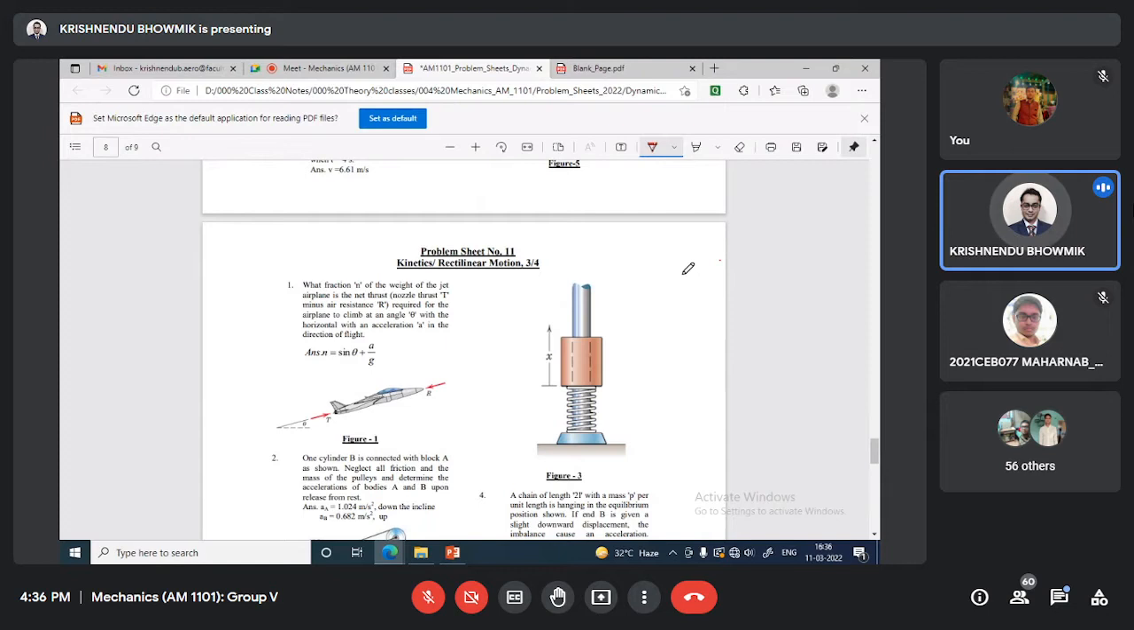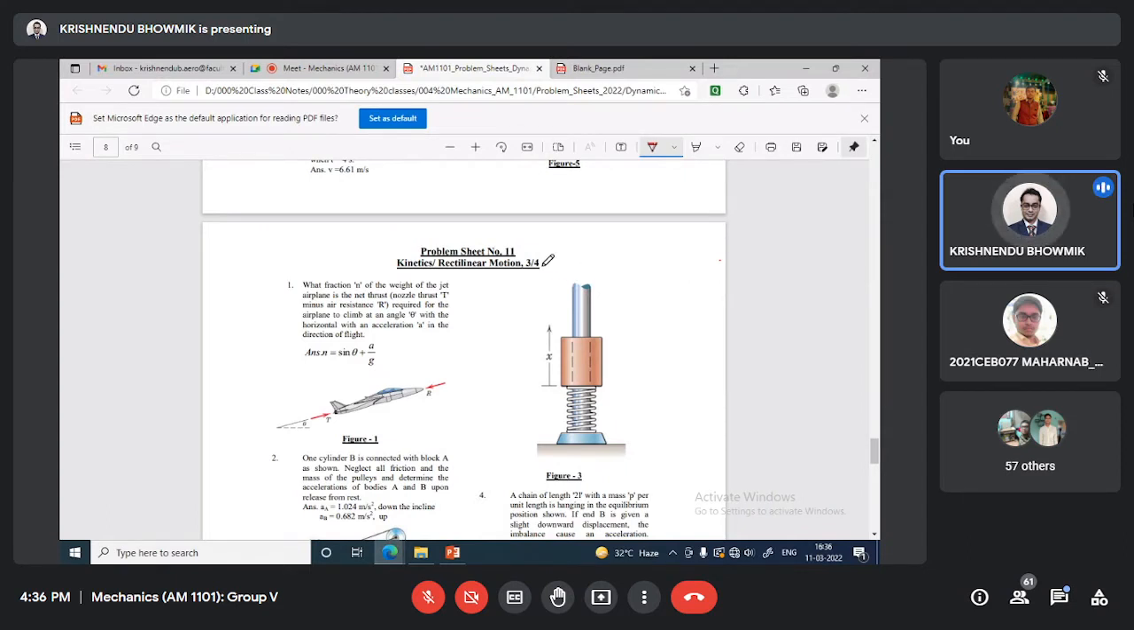What fraction n of the weight of the jet airplane is the net thrust required? That net thrust is nothing but T minus air resistance, required for the airplane to climb at an angle theta with the horizontal with an acceleration a in the direction of flight.